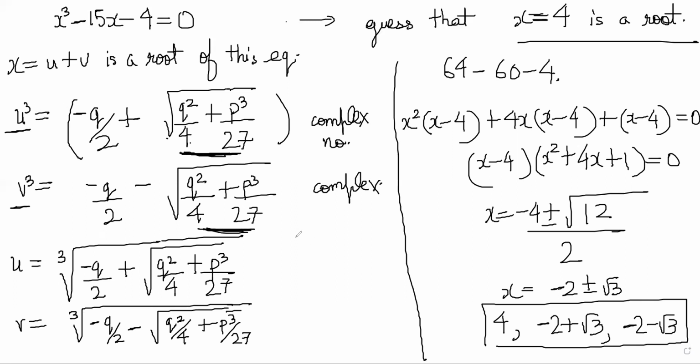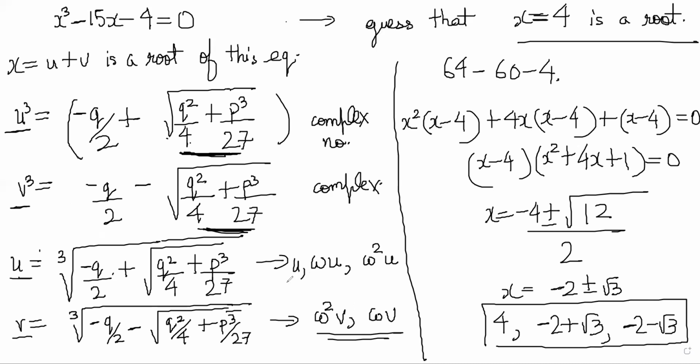If it is a complex number, the cube roots of this would be, let's call this value u and this v, u, omega into u and omega square into u, and v, omega square into v and omega into v, where omega and omega square are cube roots of 1. So there are 3 possible cube roots of this complex number. Let's call this value u. So u, omega u, omega square u, and v, omega square v, omega v are the 3 cube roots of the complex numbers here.